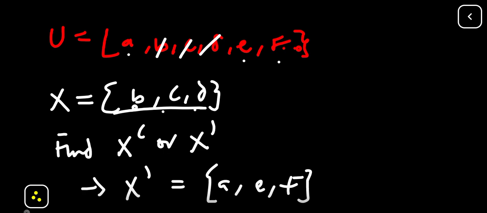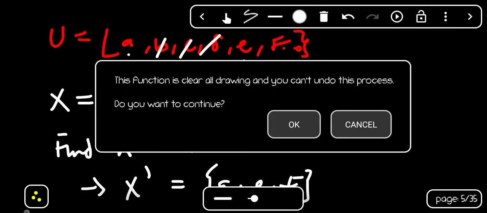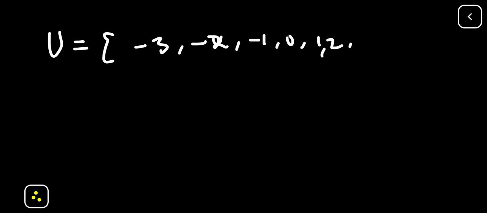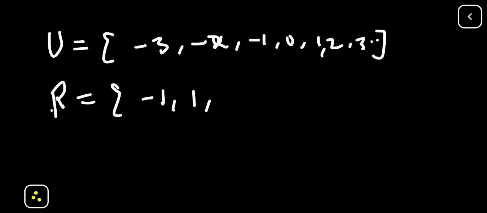Okay, so I'm just going to set one more example, and I think we'll be through with complement. So if you have a universal set having integers -3, -2, -1, 0, 1, 2, 3, and on. All right, and a set R has values -1, 1, and 3. What is the complement of R over this?